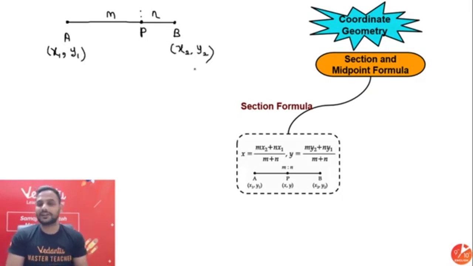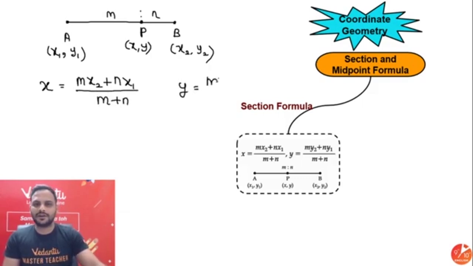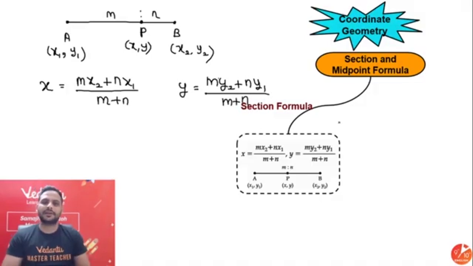One more thing I would like to tell you all: if you don't want to make any silly mistake in this formula, I would always advise everyone to draw a simple diagram like this, so that you will not make any mistake in choosing the multiplication. Always we have to do cross multiplication. So x coordinate of this point P will be m multiplied with the opposite one: m into x2 plus n into x1, divided by m plus n. Similarly for y coordinate, m into y2 plus n into y1 divided by m plus n.